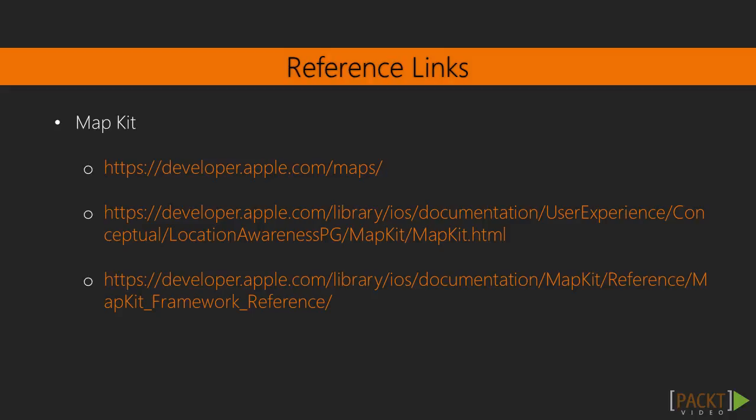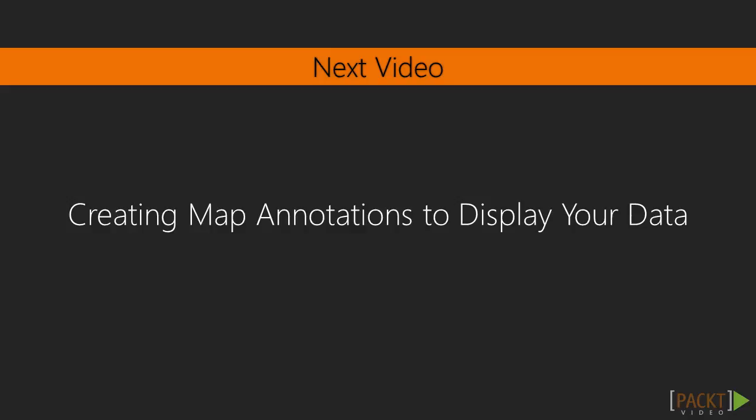We now have a map view, and we have a view controller displaying it. And we have a region centering around the user's location. In the next video, we're going to see how we can add map annotations to display our data on the map view.